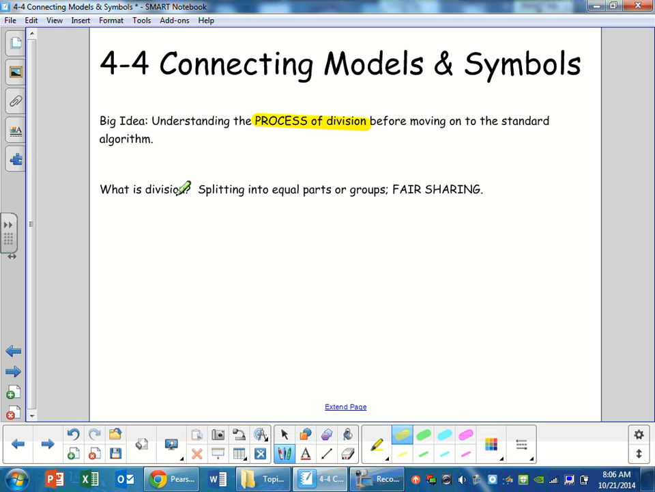Because what is division really? It's splitting into equal parts or groups. It's fair sharing. Okay? So get all of that written in your notes. Understanding the process of division before we move on to the algorithm. Go ahead and pause here if you need to get these notes written down.